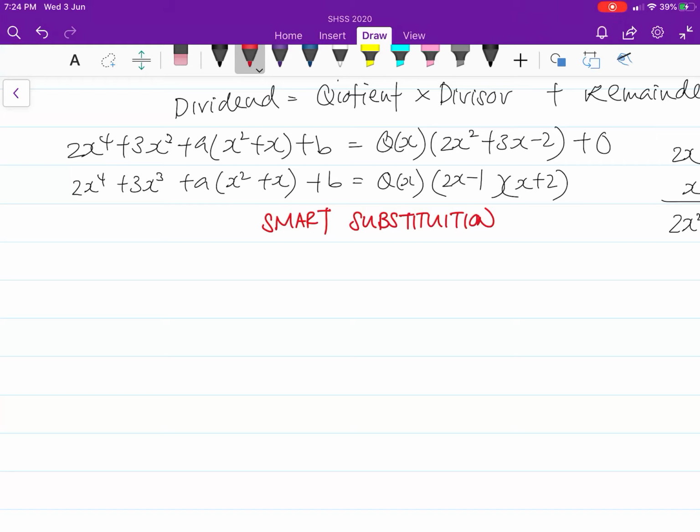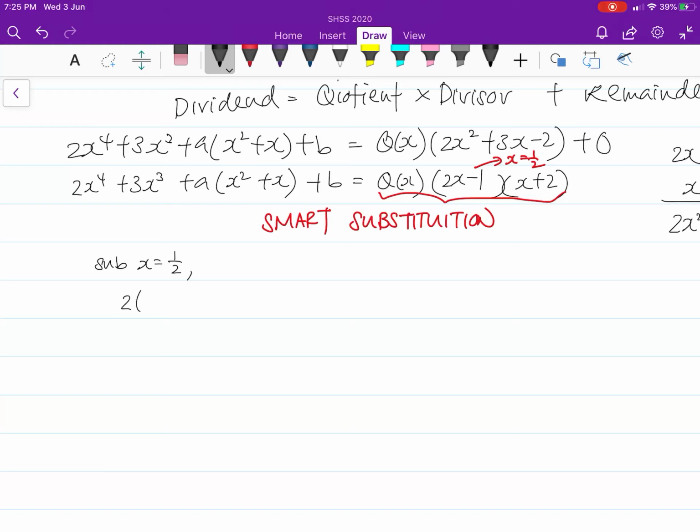Now, how to use smart substitution? I want to make these things 0. How do I make this thing 0? Very simple. I just substitute. To make this thing 0, I just need to substitute x equals to half, and that's what we are going to do first. We're going to do that first.